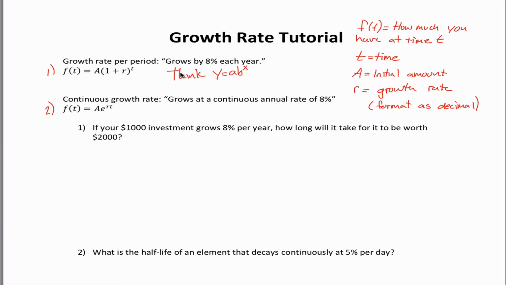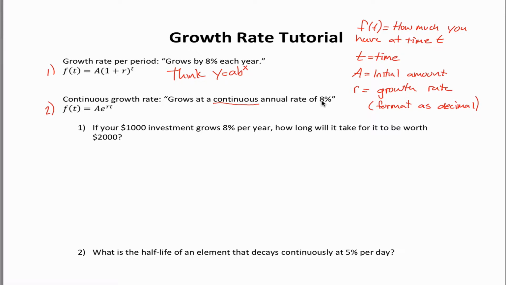The other option is if it's not a growth rate per period, but it's instead a continuous growth rate. So if something says, for example, this thing is growing at a continuous, that's kind of the key word here, continuous annual rate of 8%. That doesn't mean that after a year you have 8% more. It turns out that after a year you have a little bit more than 8% more, 8 point something.